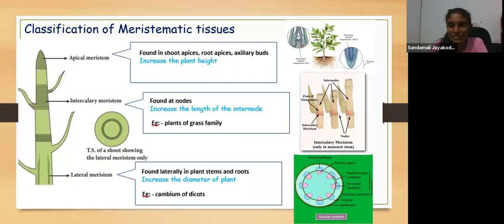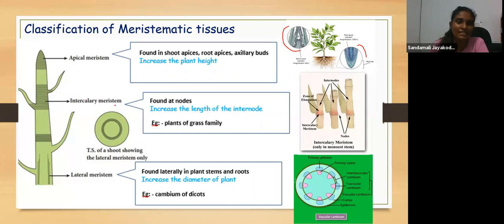Here in this diagram, this is a shoot tip, this is a root tip. Both are growing further due to the activity of this apical meristem. It divides cells, and it divides cells again and again. It increases the length of the root or shoot.